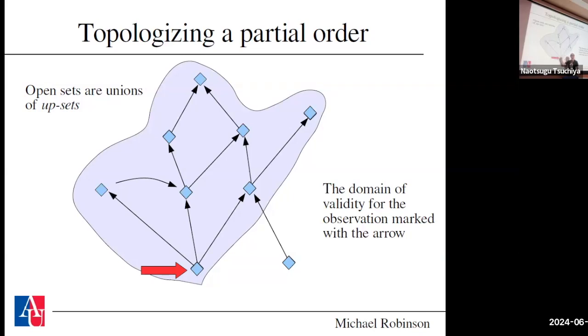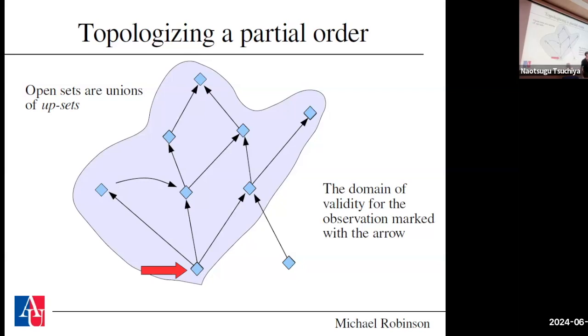Where is this data valid? It's valid everywhere downstream or upstream in this picture, everywhere following the arrows. So the domain of validity is an upwardly closed set. That forms an open set in the Alexandrov topology built from this partial order. So when we talk about open sets, you might think of open sets in Euclidean space, the real line. There are these uncountably infinite things. Here, they're actually finite. Open sets here are finite. They're just everything that's upwardly closed.